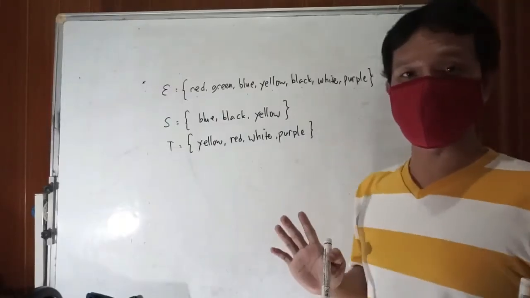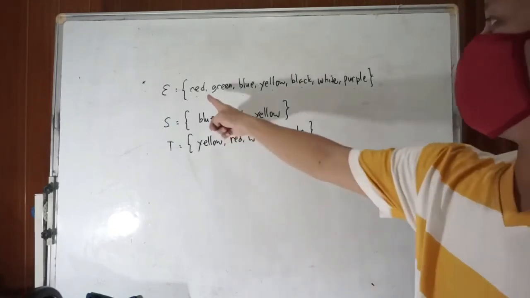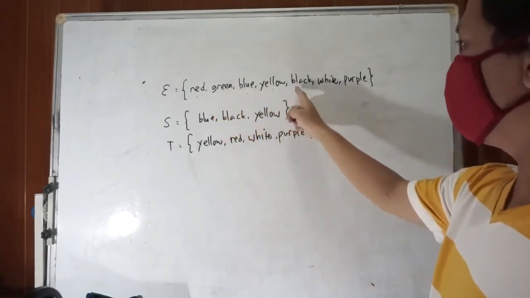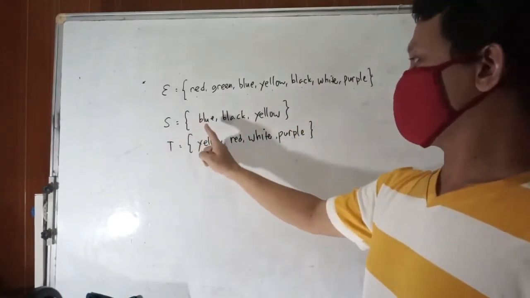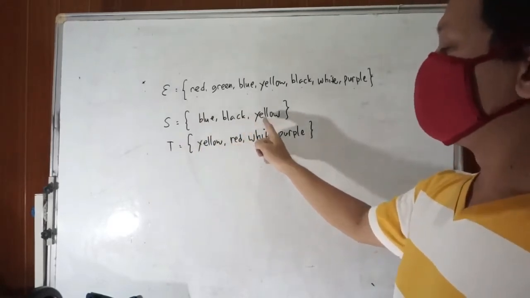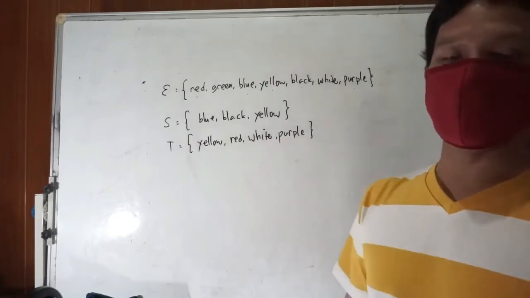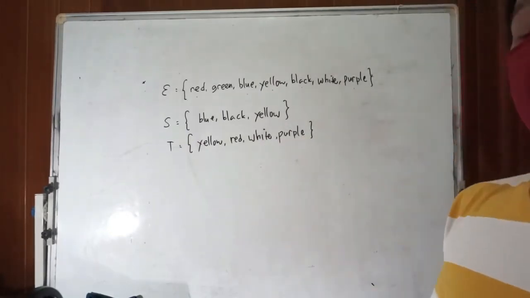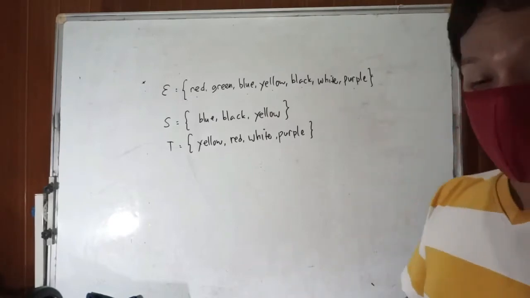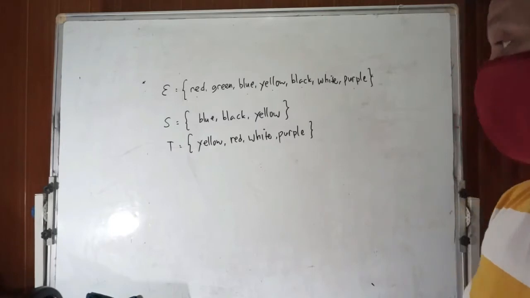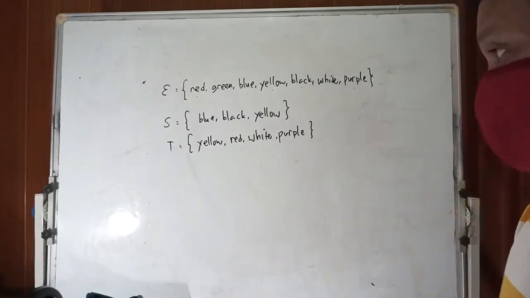Okay, the next question is, the universal set is red, green, blue, yellow, black, white, and purple. And set S is blue, black, and yellow. And set T, yellow, red, white, and purple. To solve this question and try to draw the Venn diagram, you have to first check, is there A intersection B or A union B?